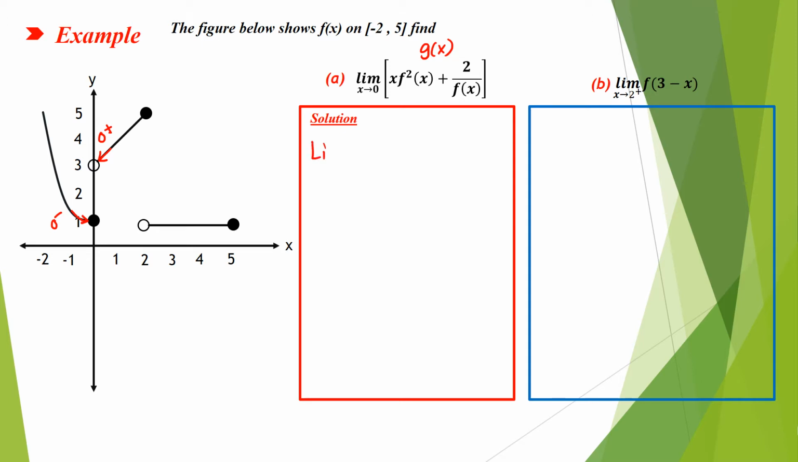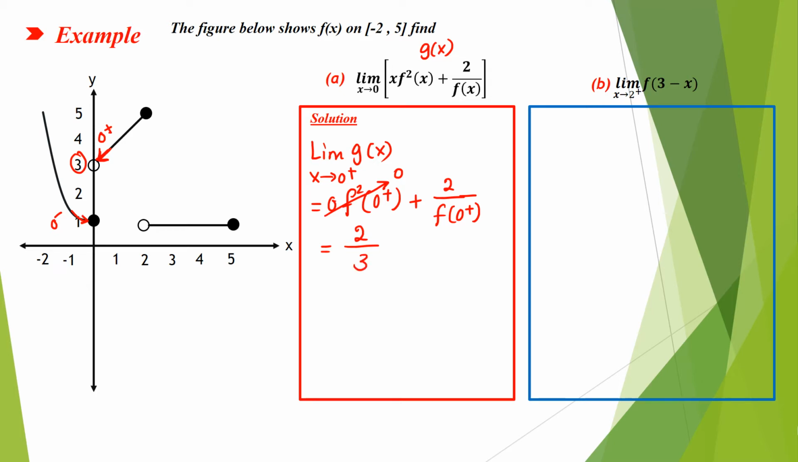So firstly you have to find the limit of this function when x goes to 0 from right. So this is equal to 0 multiplied by f squared of 0 from right plus 2 divided by f of 0 from right, and 0 multiplied by anything equals 0, and we get 2 over f of 0 from right. From the graph it equals 3, so we have 2 over 3.